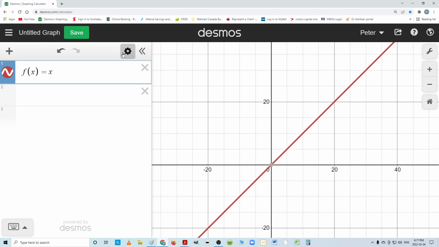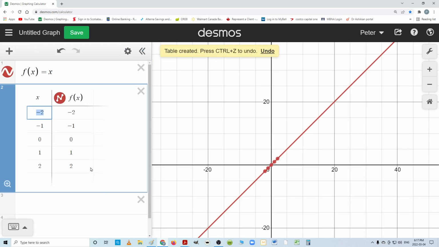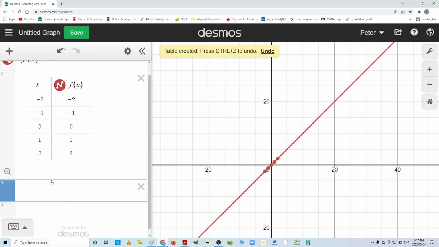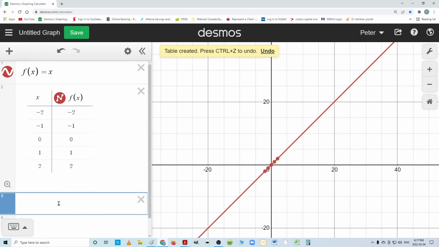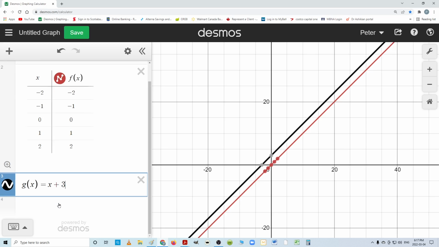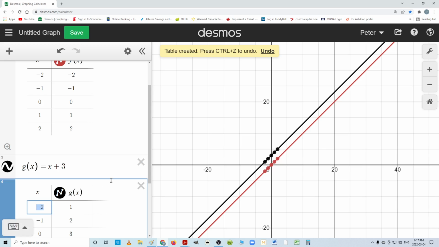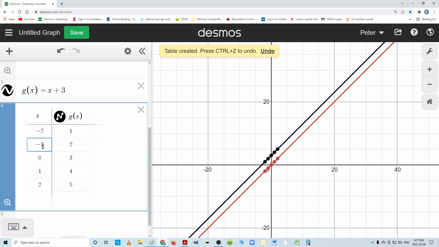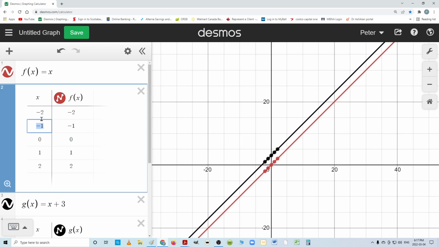I'm going to do a table of values of the standard line here. And then I'm going to do another one down here. f of x is equal to x. Now I'm going to add a 3. I'm going to make a g of x so it doesn't confuse the two. x plus 3. And I want you to notice the same values that we took up above. I'm going to put x of minus 2, minus 1, 0, 1, 2. Find the results, and I'm going to do the same for this one.